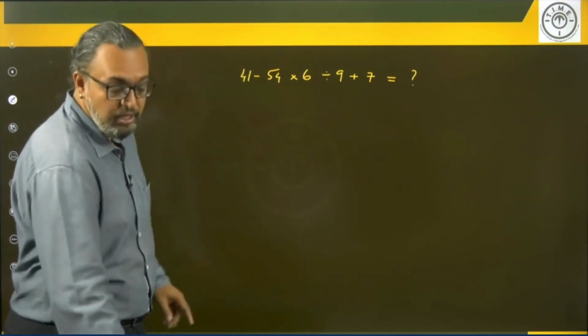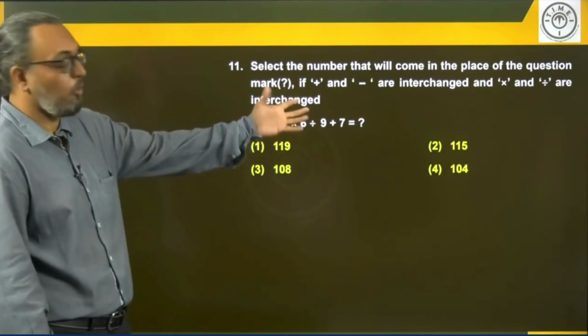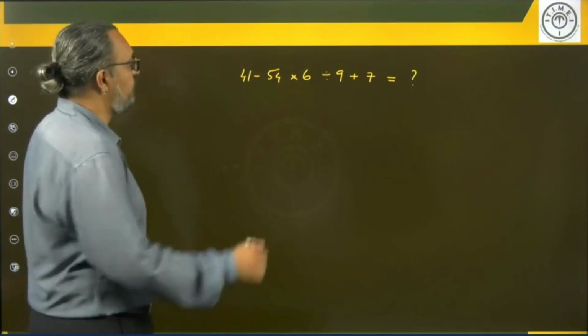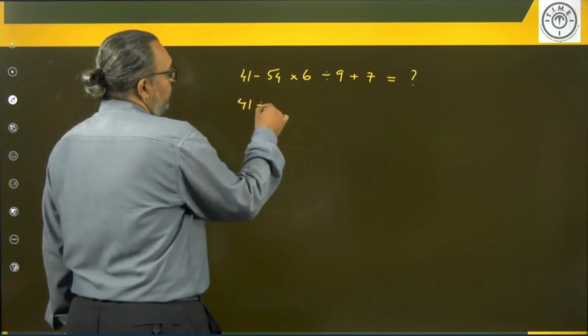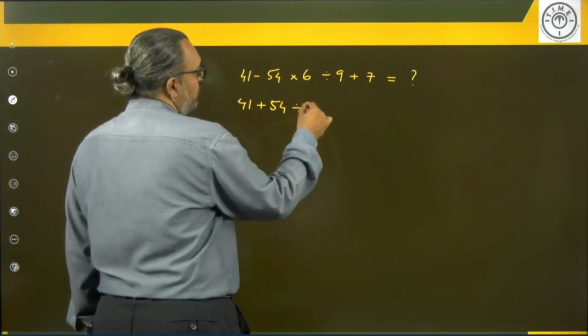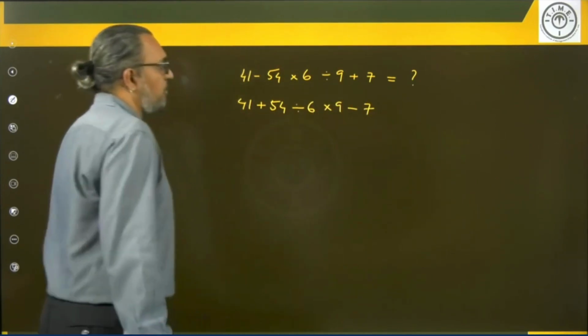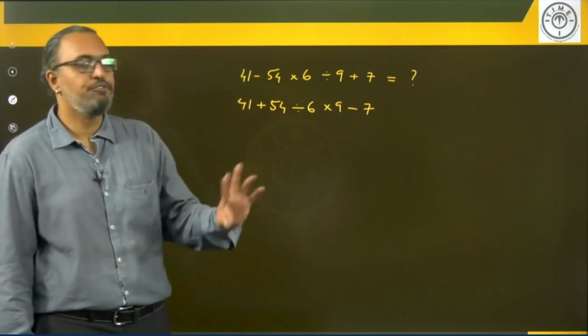What is the actual? We need to replace the symbols. What are the operators? Plus and minus to be interchanged, into and division to be interchanged. So it becomes plus 54 divide by 6 into 9 minus 7. So this is the actual, with plus and minus interchanged, into and division interchanged.